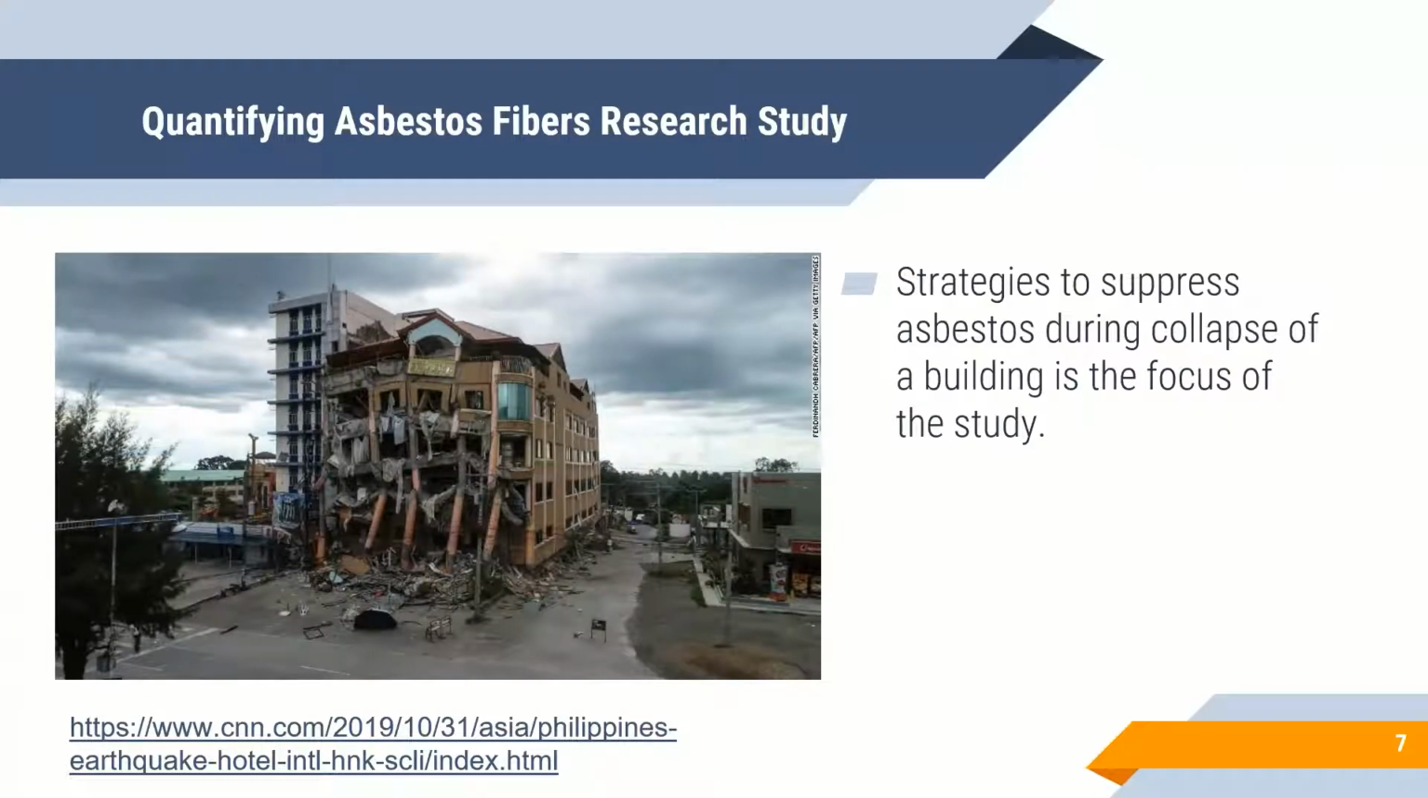The goal of the study, quantifying asbestos fibers in post-disaster situations, is to determine the best method for the suppression of asbestos dust that occurs as a result of building collapse. When a building with asbestos-containing materials, or ACMs, collapses, it scatters fibers and puts anyone exposed at risk of respiratory damage and disease. Although research exists on dust control techniques, the studies on asbestos fibers do not go far enough.